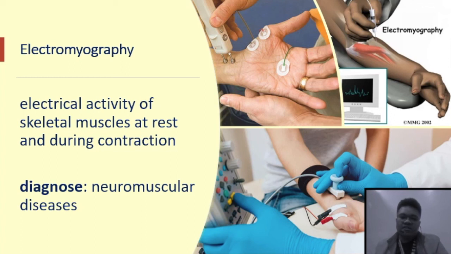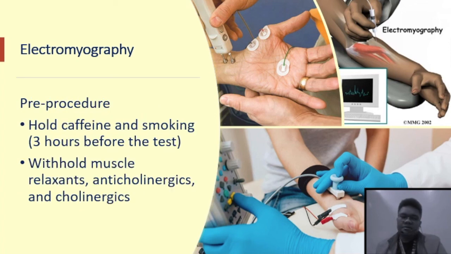When I say neuromuscular diseases, that will be the time that we consider myasthenia gravis, you consider your amyotrophic lateral sclerosis, and then your multiple sclerosis. So you have MG, ALS, and MS, the neuromuscular disorders that we will also be tackling about. Prior to your procedure, class, electromyography, the following will be placed on hold: caffeine, smoking. It can be done 3 hours before the test.